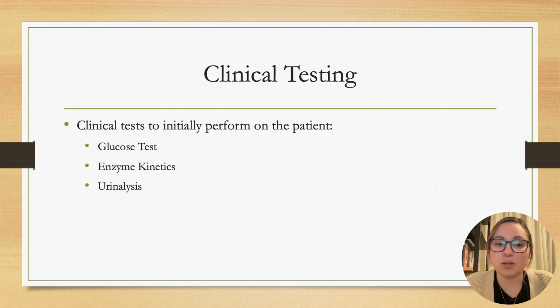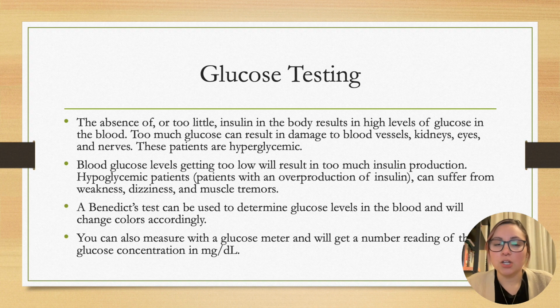Some of the clinical tests that we will do from here include glucose testing, enzyme kinetic testing, and urinalysis. So with glucose testing, we're measuring the amount of glucose in blood. The absence of or too little insulin in the body results in high levels of glucose in the blood. Too much glucose can result in damage to the blood vessels, kidneys, eyes, and nerves. These patients are considered hyperglycemic.